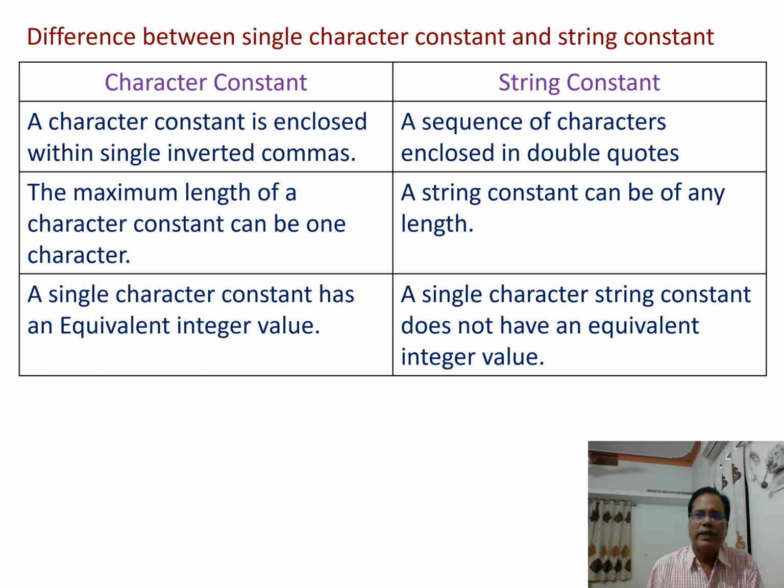The maximum length of a character constant can be only 1 character, whereas a string constant can be of any length. A single character constant has an equivalent integer value, whereas a single character string constant does not have an equivalent integer value.